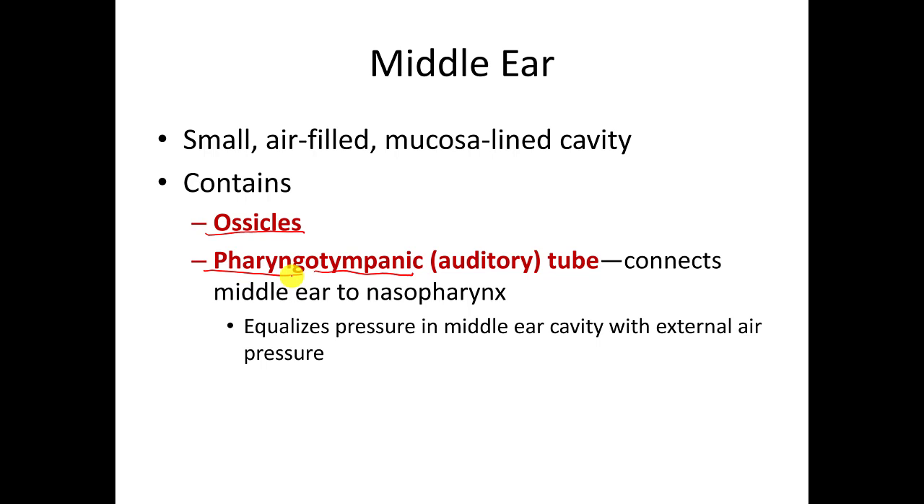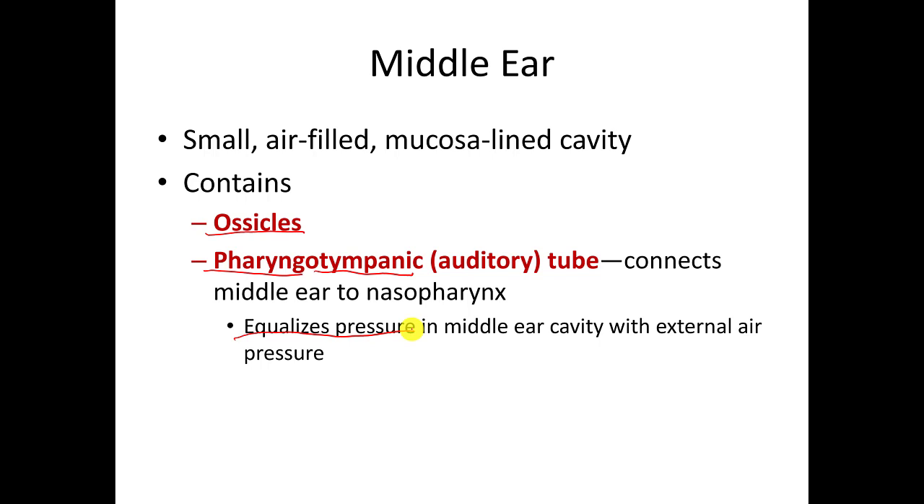So it's basically connecting your middle ear down into the nasopharynx. This helps to equalize pressure. You know, when you fly on an airplane, they'll tell you to chew gum or yawn, open your mouth. You're opening your mouth to try to equalize that pressure, to get that air to equalize in your ear.